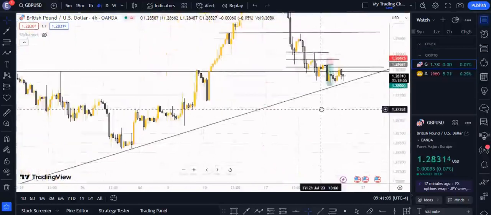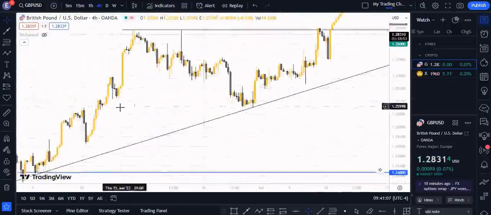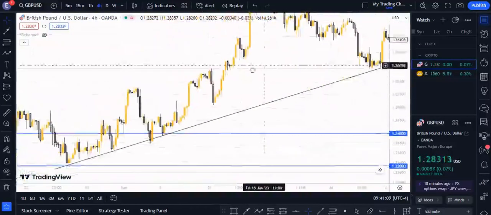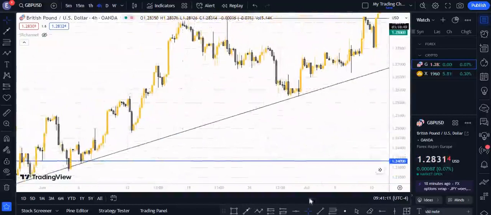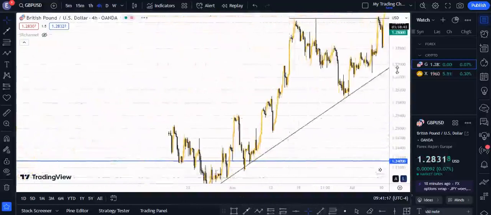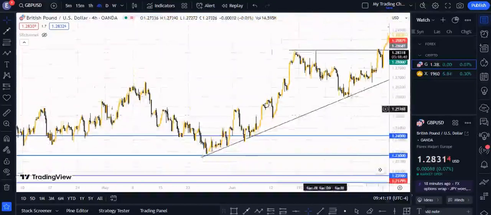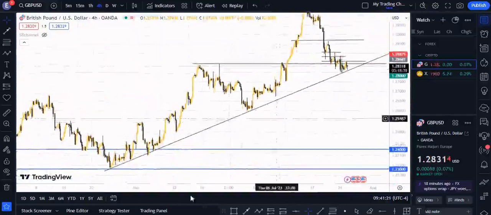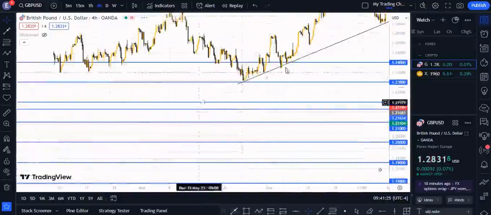You can see the market is an uptrend market, which means the market is moving to the top side. Now let me do it this way so you can see it more clearly. You can see it right here. The market is an uptrend market.